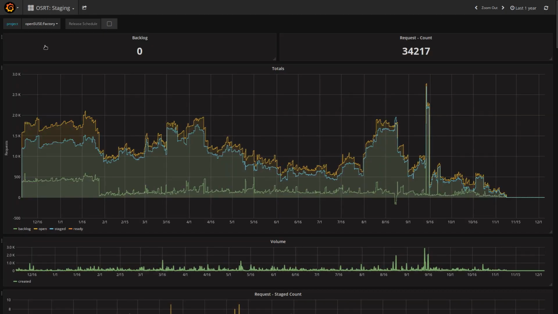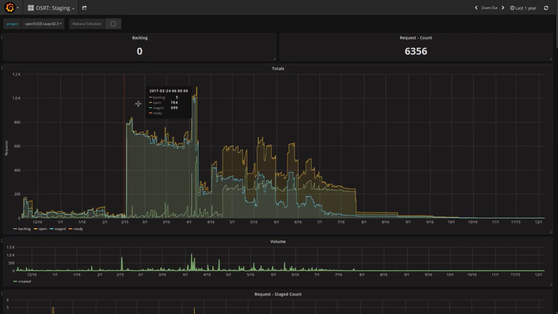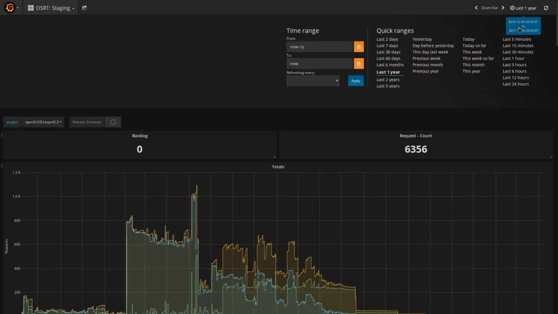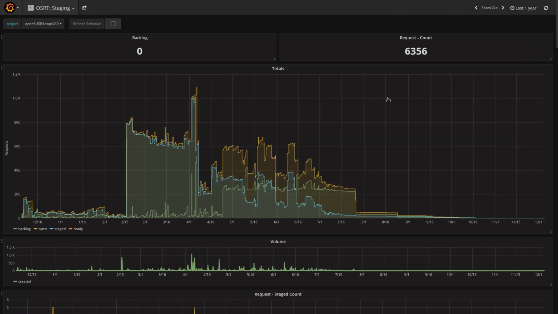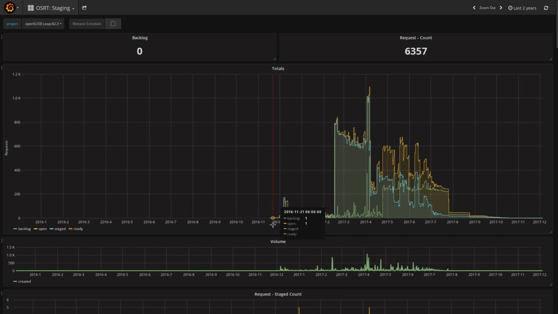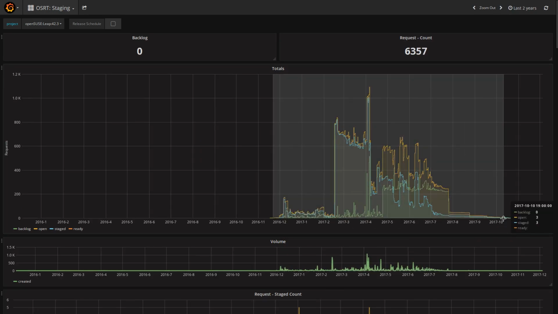So I clicked on the staging dashboard, and then up here we can change what project we're looking at. I'll go ahead and take a look at the 42.3 project. I'm going to change the time period that we're looking at, and then we can just zoom in by left click and drag.